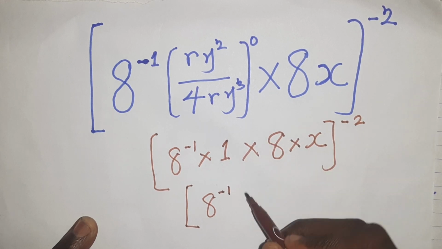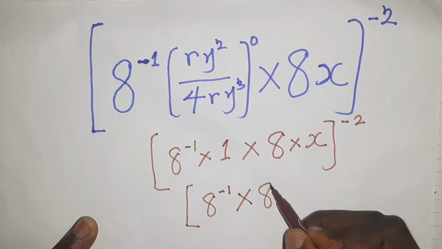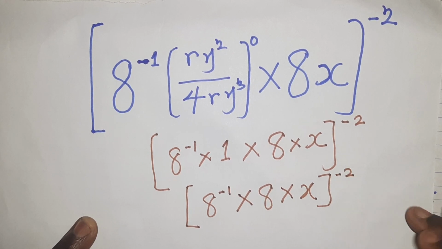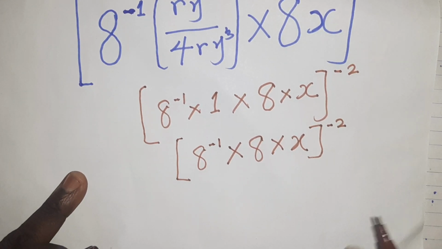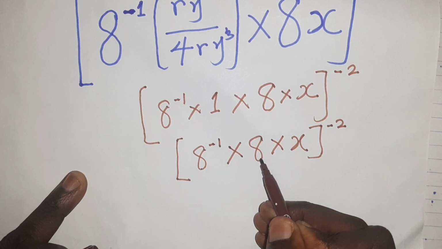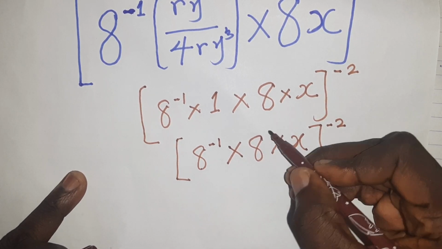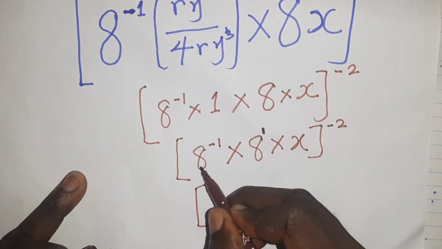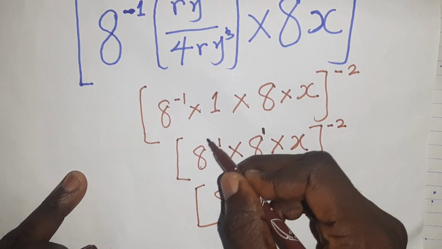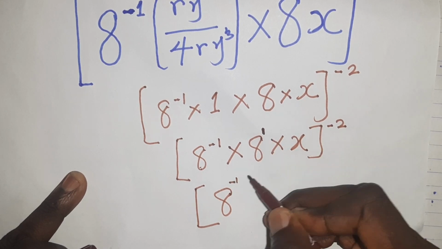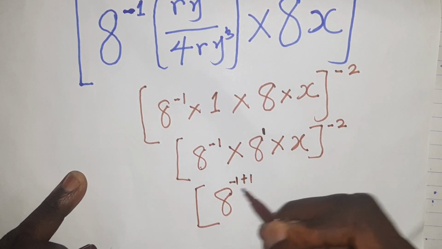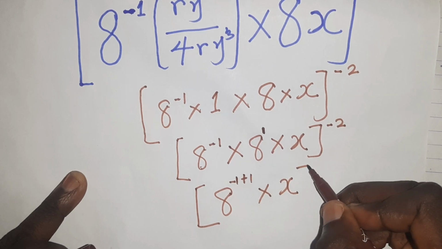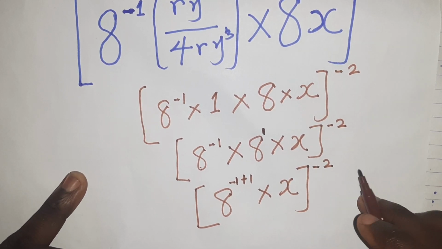Then I have these ones here waiting for me, times 8 times x, all raised to power minus 2. That's not the end. Then I can multiply these two using the law of indices. They have the same base, and this 8 has a power 1, so it will be easy for me. I'll just pick one of them and add their powers. So minus 1 plus 1 is 0. And of course, I still have my times x there waiting for me, all in power minus 2.